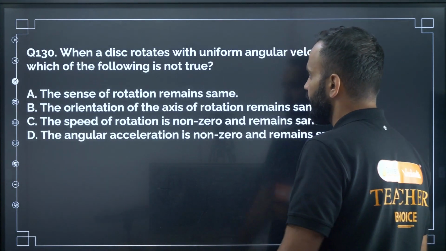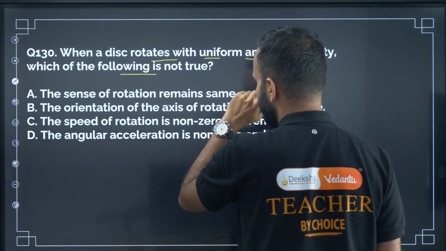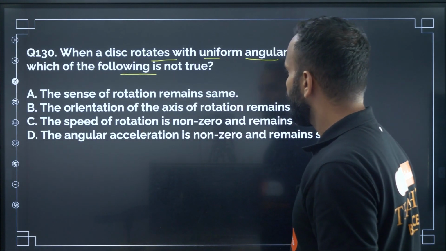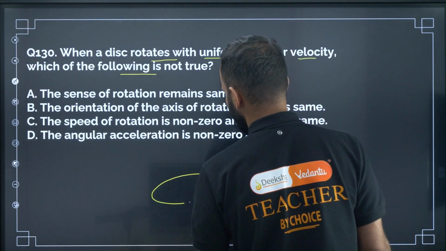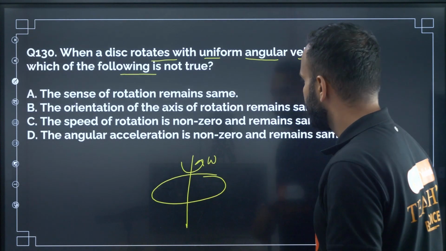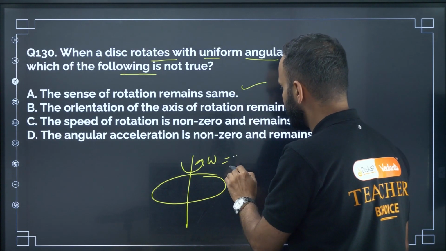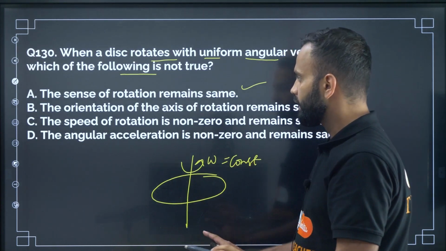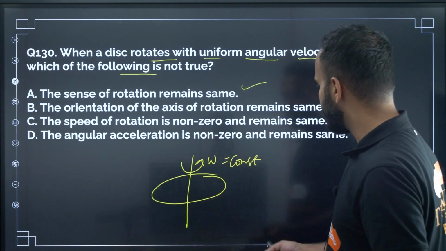Question number 130. When a disk rotates with uniform angular velocity, which of the following is not true? Okay. So when disk rotates with uniform angular velocity, right? Here, the sense of rotation remains same, correct? The sense of rotation remains same. The orientation of the axis of the rotation remains same, correct, right?